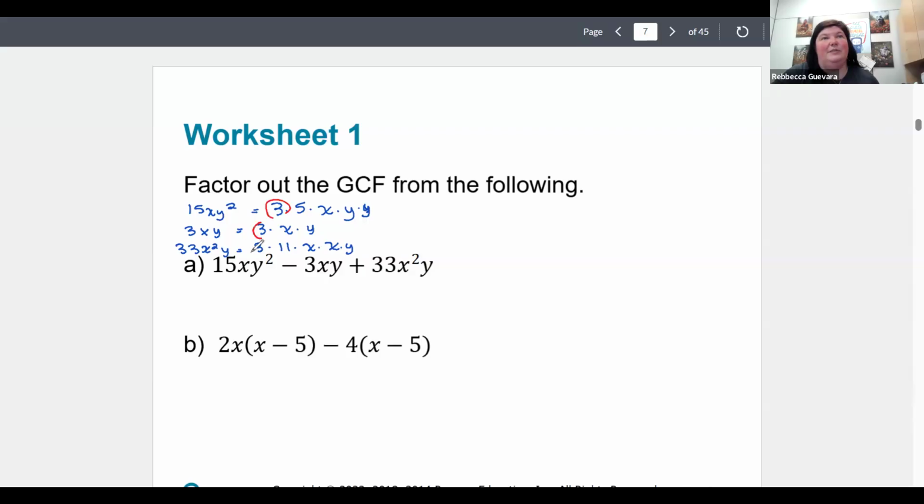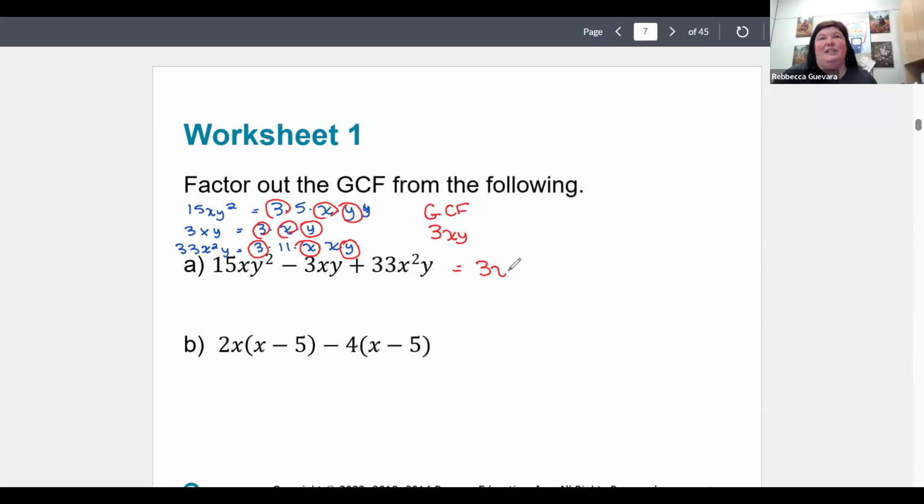So all three of these can at least be divisible by a 3, can at least be divisible by an x, and can at least be divisible by one y. This y doesn't have another y in the other terms. This x doesn't share in the other ones. So what we see here, the only things we're keeping are that 3, the x, and the y. This is my GCF.